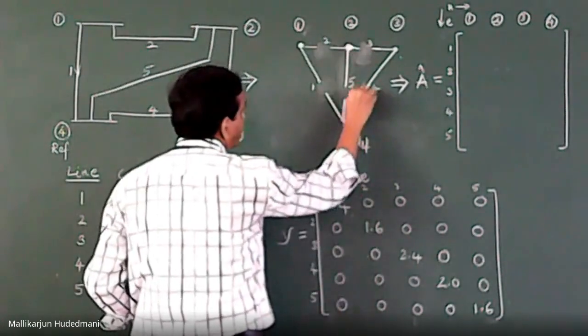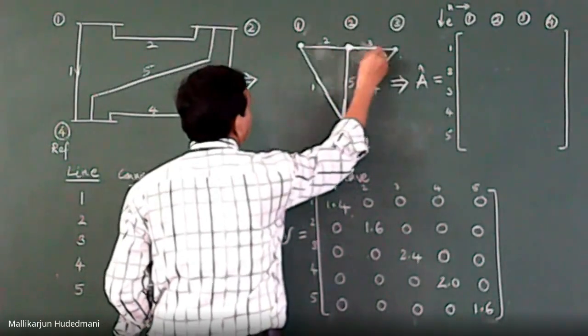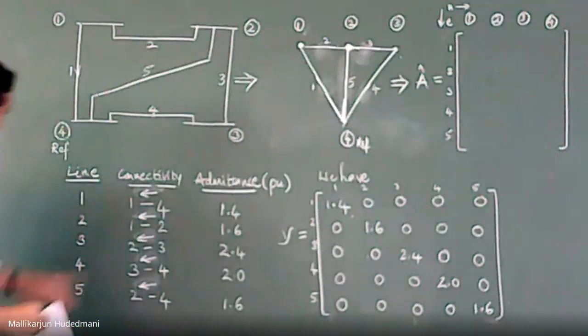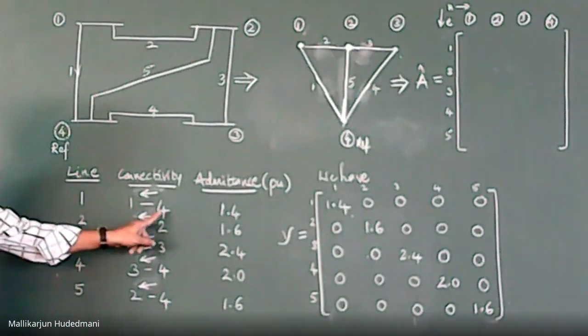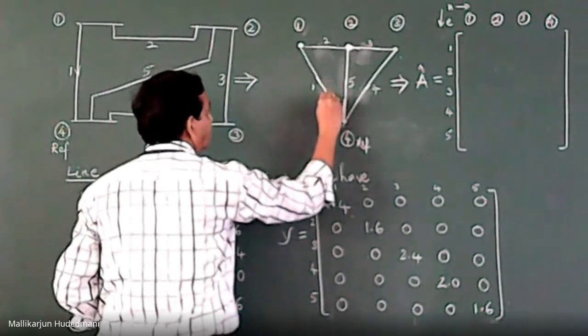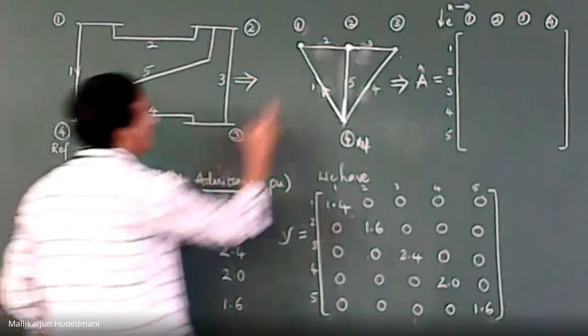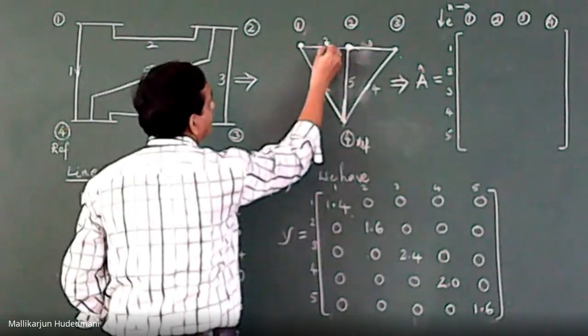Okay. When I join them as usual, this is just a graph. When I want to take orientation this way, 4 to 1. 4 is here, 1 is here. This is the one. Then 2 to 1. Where is 2? 2 is here, 1 is here.